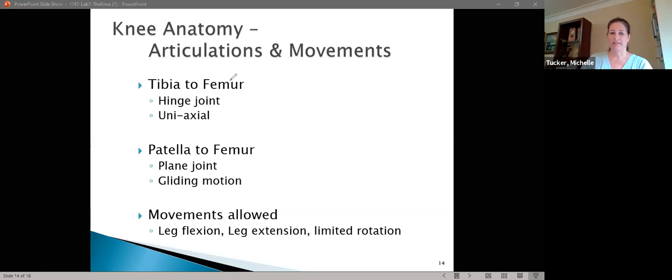The tibia to the femur is considered a hinge joint. It's considered a modified hinge joint because it allows some rotation. But for simplicity's sake, for the lab exam, we consider it a uniaxial hinge joint that allows the movements of flexion and extension.